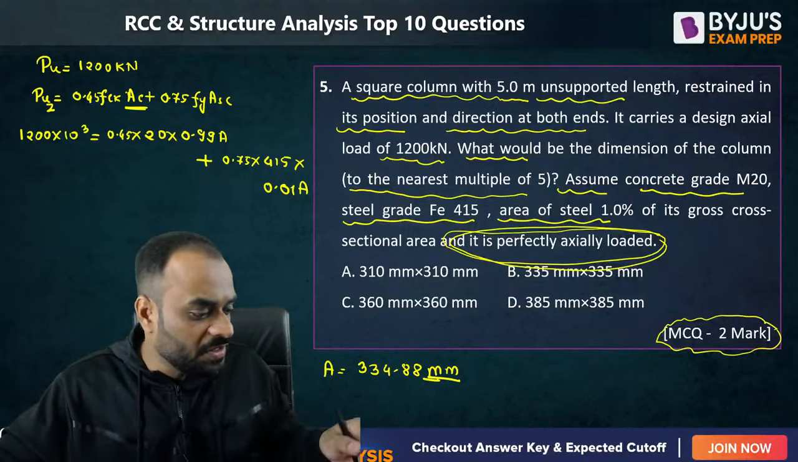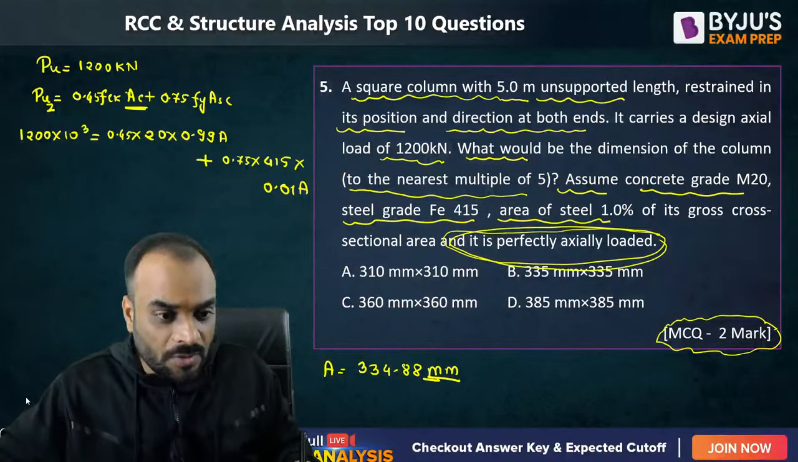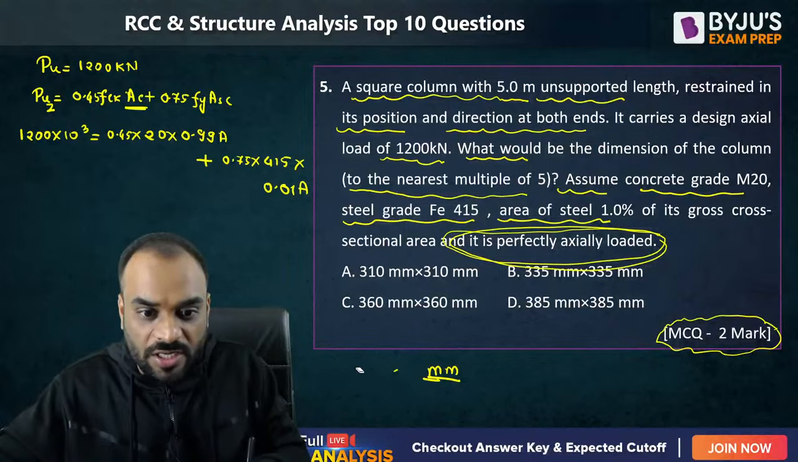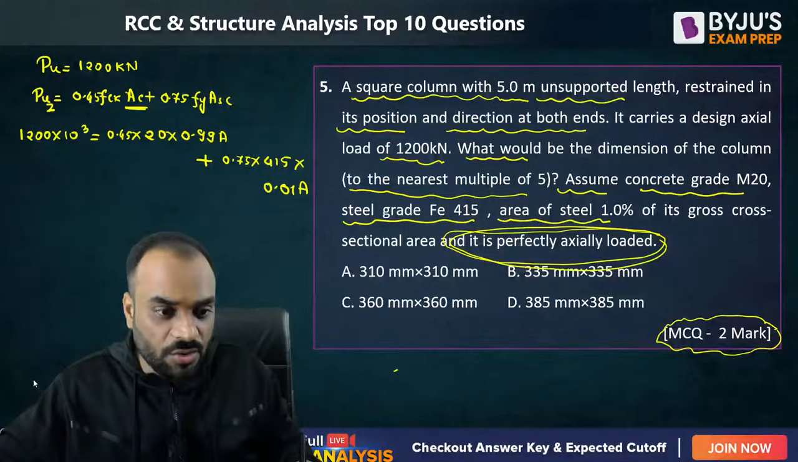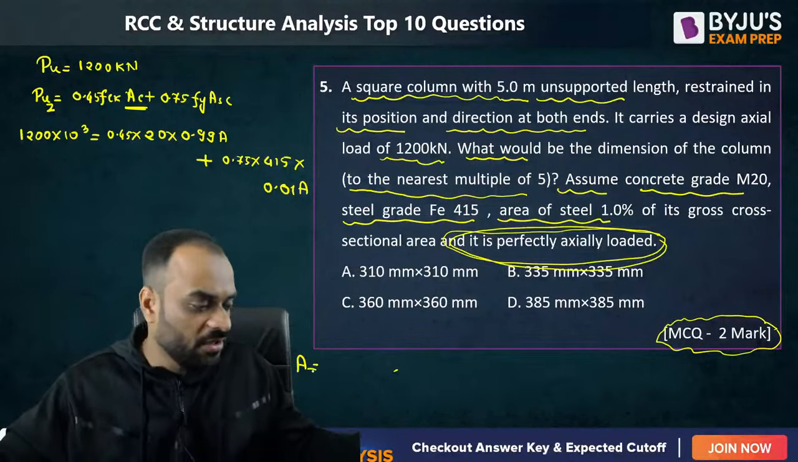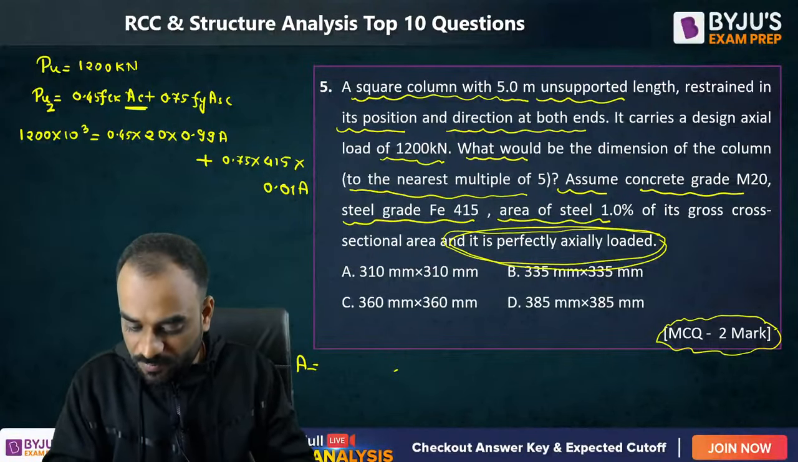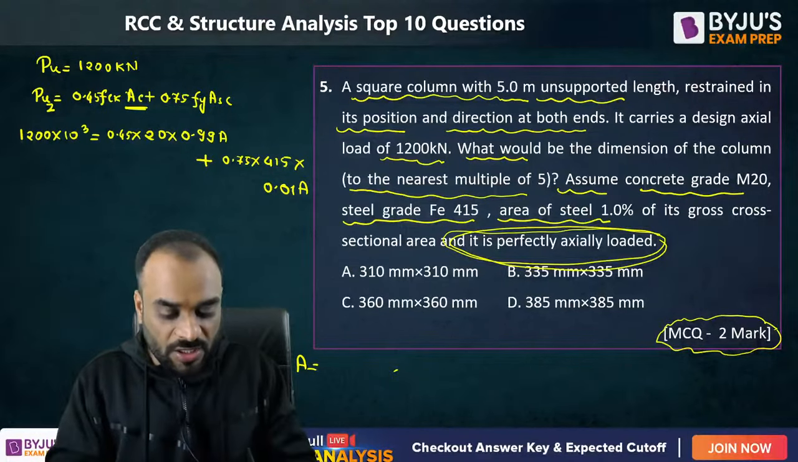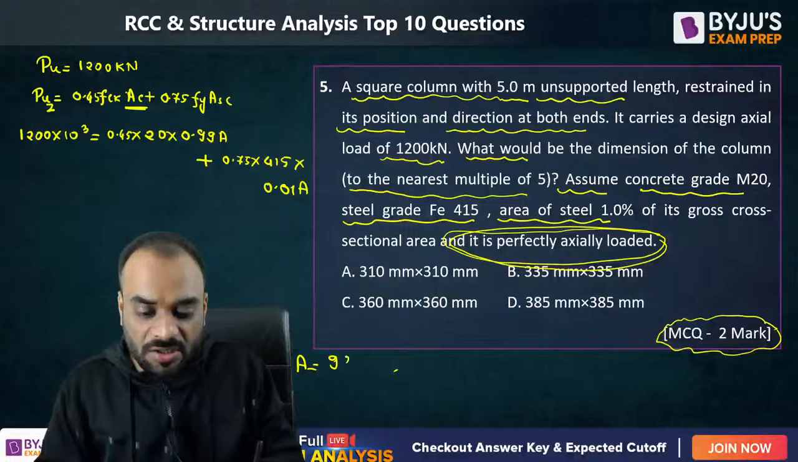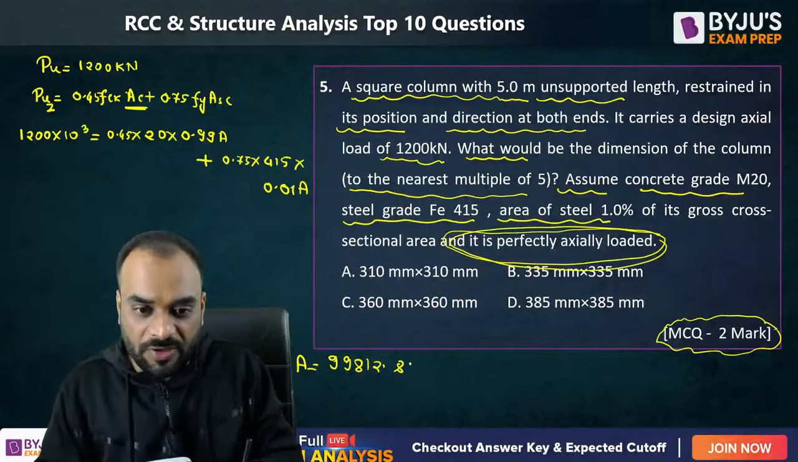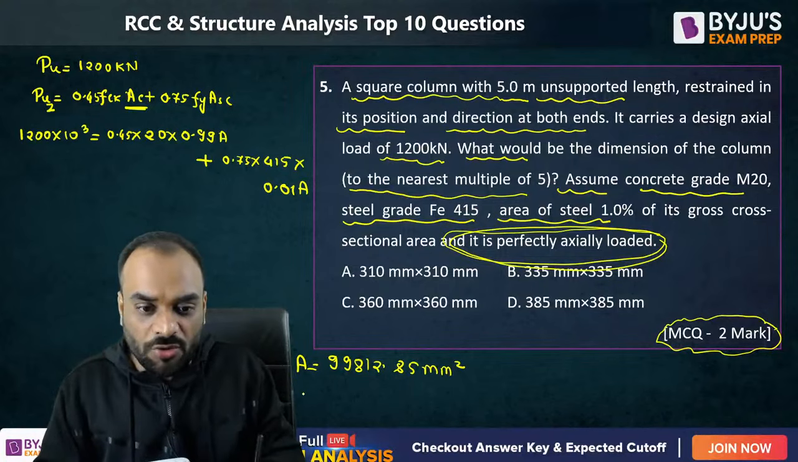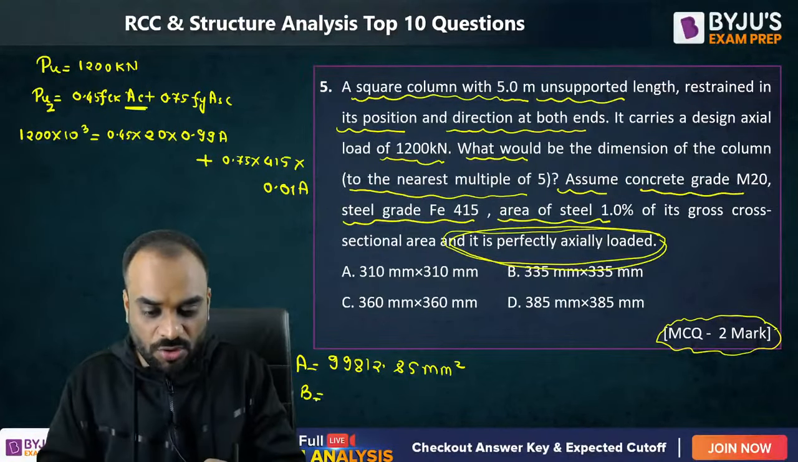So tell me, guys, what is the value of A which you are getting? And what should be the dimension if it is square? So 1200 into 10 raised to power 3 divided by 0.45 into 20 into 0.99 plus 0.75 multiplied by 415 multiplied by 0.01. So guys, the area which we are getting over here is 99812.85 mm square, right? If we take the root of it, we will get the dimension. So let's take the under root of it.